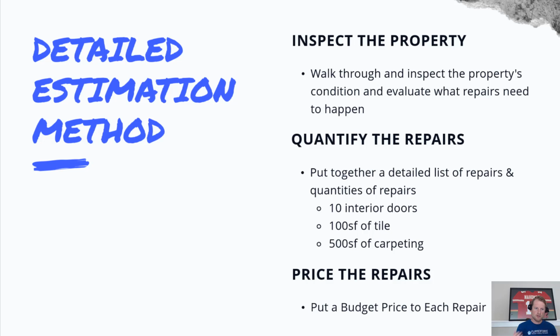Then you'd go through and you'd price out your tile. You've got 100 square feet of tile. You're going to spend about $4 on the tile material, maybe another $4 on labor and install. So you've got $8 a square foot there, times 100 square feet is equal to an $800 budget for the tile. Same thing with the carpeting. Carpeting's generally pretty easy. It's generally around $2 a square foot. You can get some for a little bit cheaper than that, but generally speaking, it's around $2 a square foot. If you've got 500 square feet of carpeting, multiply that by $2 a square foot, and you've got a $1,000 budget for your carpet. So that's how the detailed estimation method works.